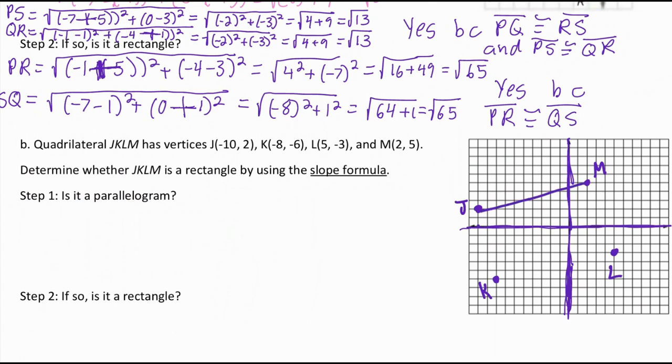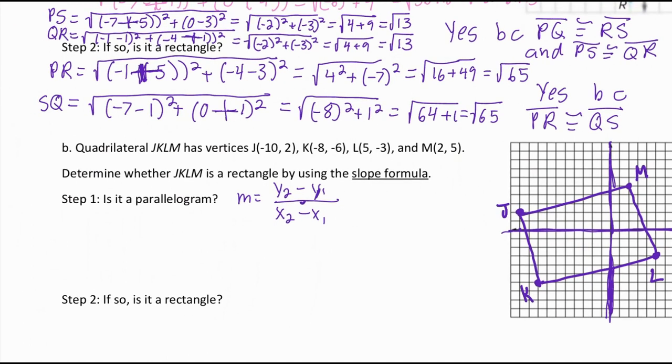Okay. What is the slope formula? Y2 minus Y1 over X2 minus X1. So to prove it's a parallelogram using the slope formula, we're trying to see if opposite sides are what? Parallel, right?